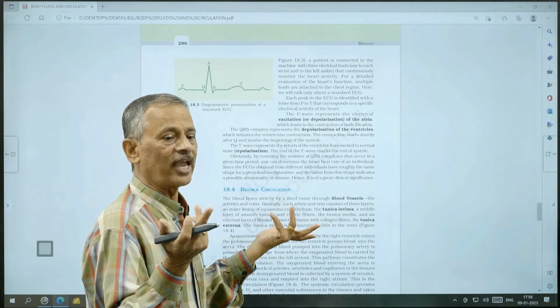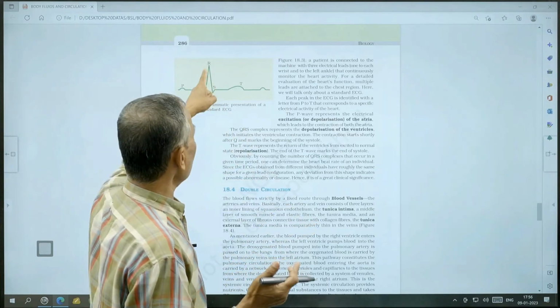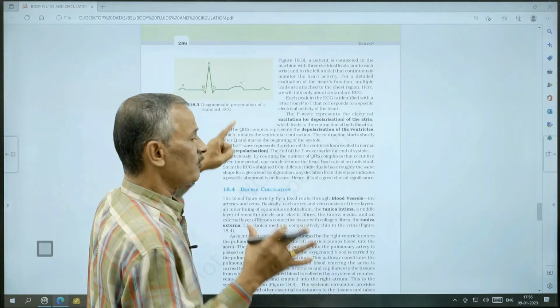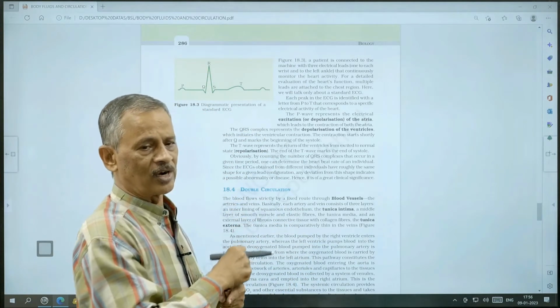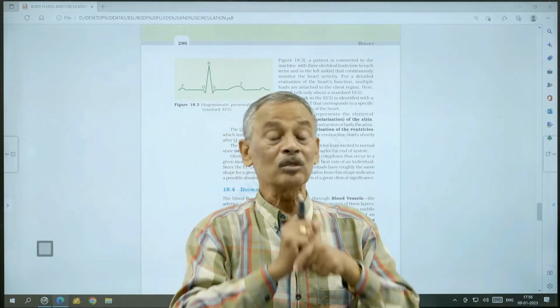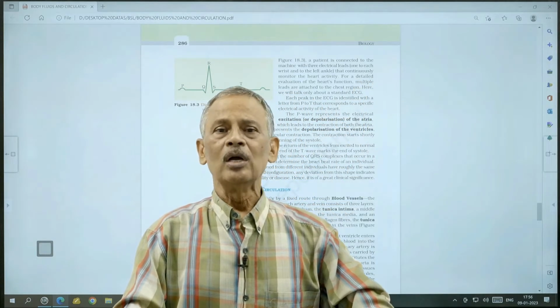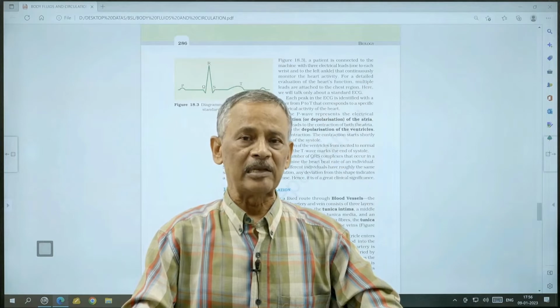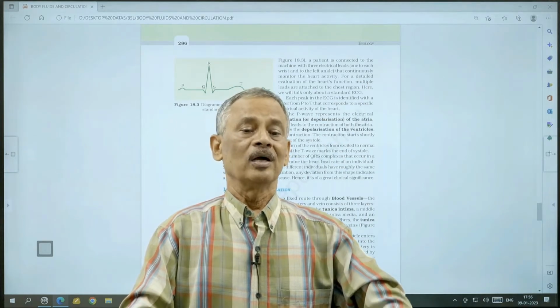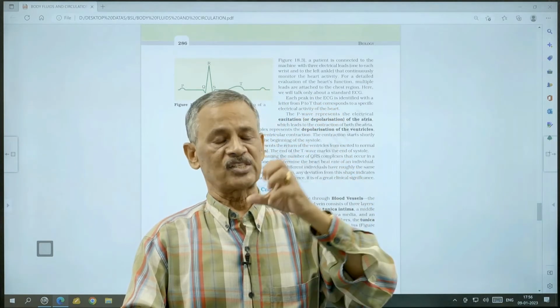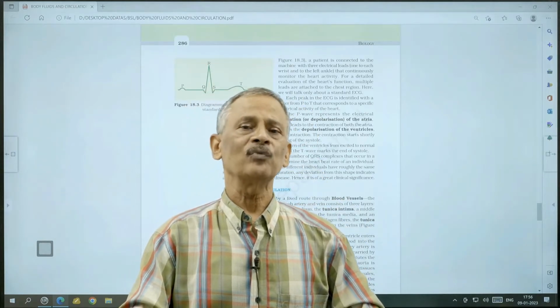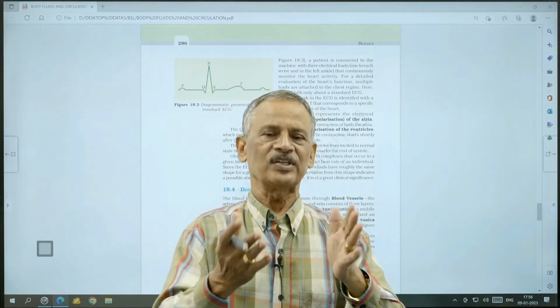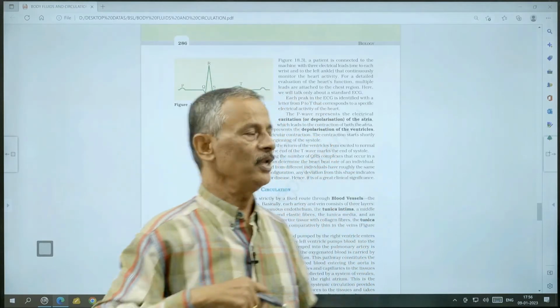So where is diastole of the atrium? Diastole of the atrium coincides with the systole of the ventricle. Both are occurring simultaneously. So there is no wave separately for the repolarization, the diastole of the atrium, because it is coinciding with the systole of the ventricle.